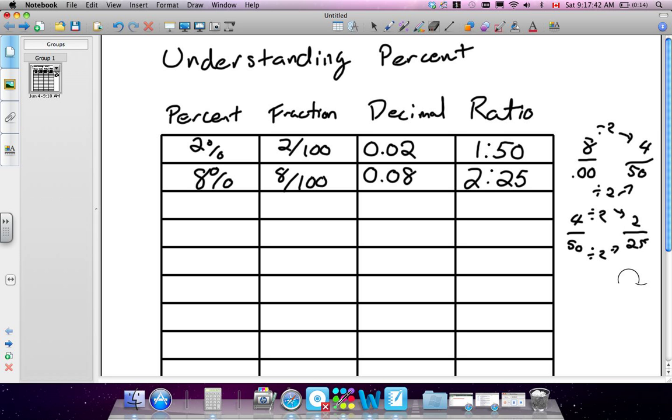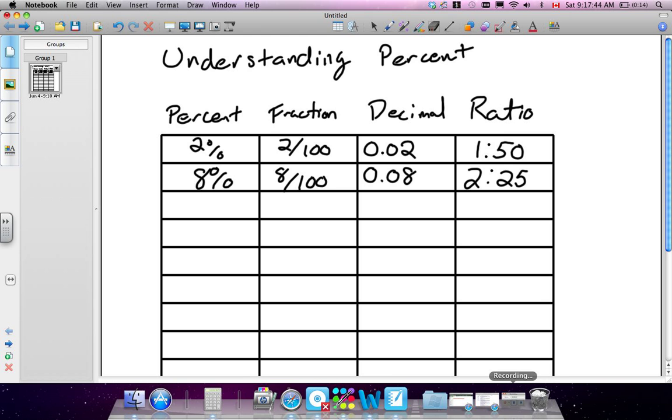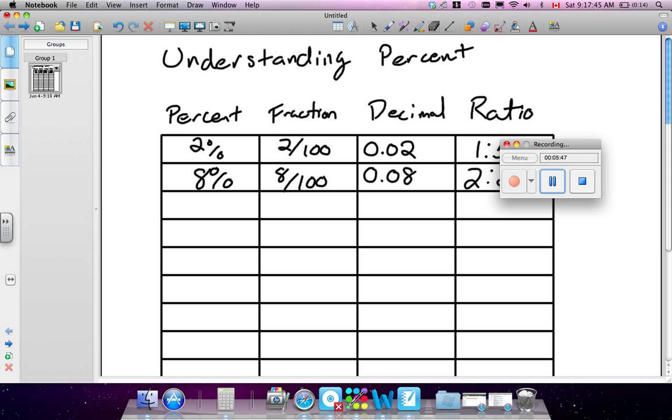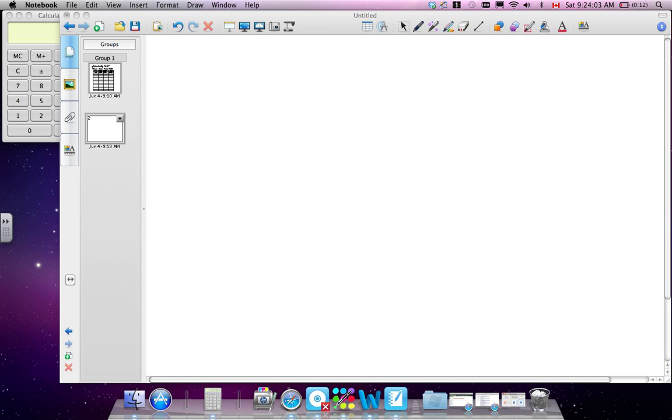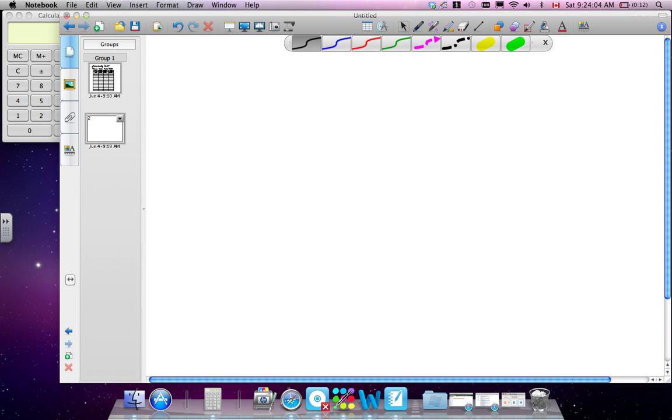Okay, so we're still doing understanding fractions. First thing, understanding percent. We're going to have 3 examples on the next page, okay? So example 1 is turning a percent to a fraction.